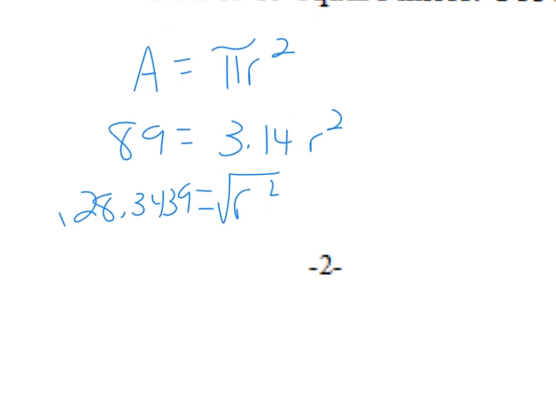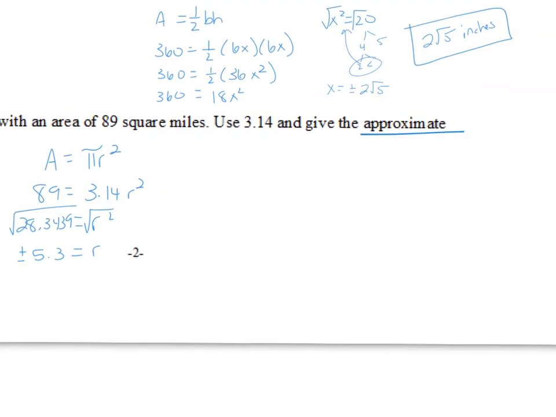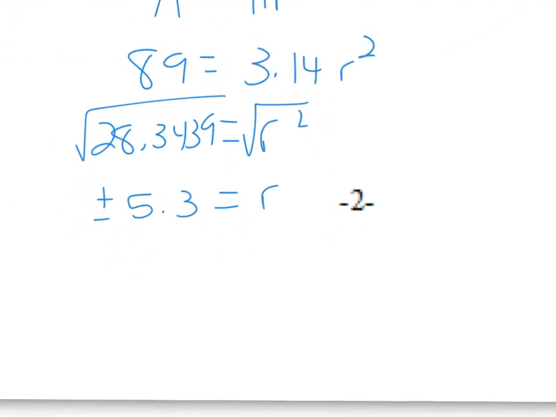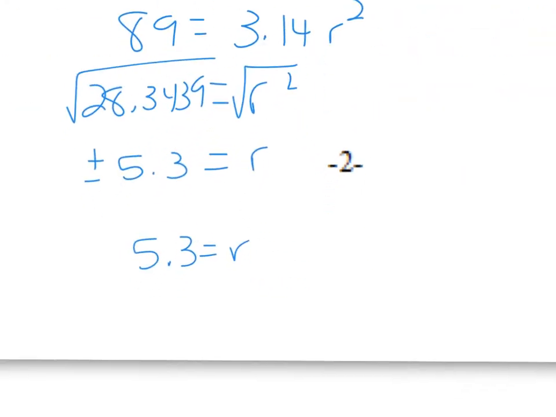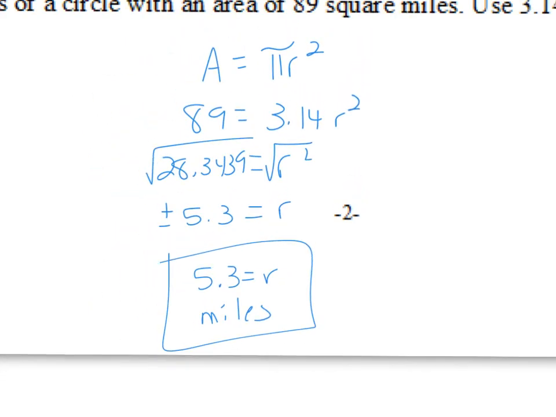So I'm going to square root and end up with plus or minus 5.3 when it's rounded off, because it did say that we need the approximate solution only. So nearest tenth, again, I don't have a negative, so it's just going to be 5.3 here. And my label should be miles in this case. So miles. And that is your answer. Okay? And that concludes this answer key.